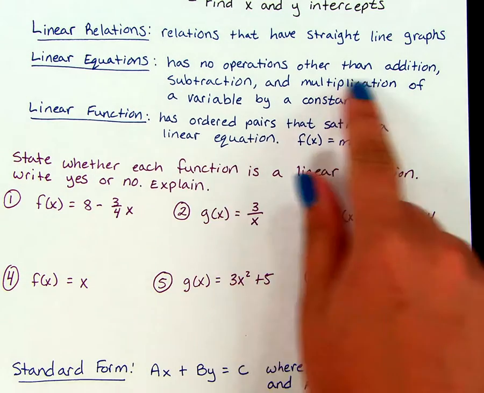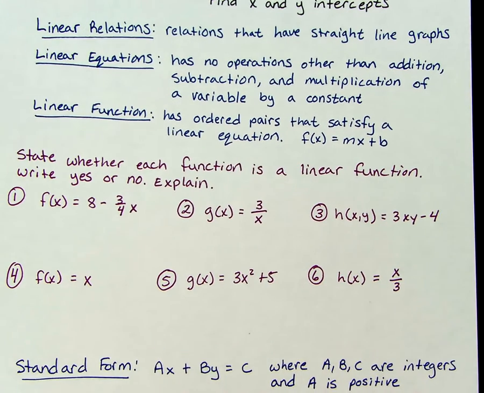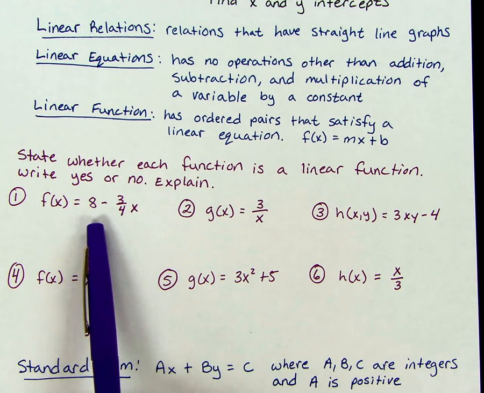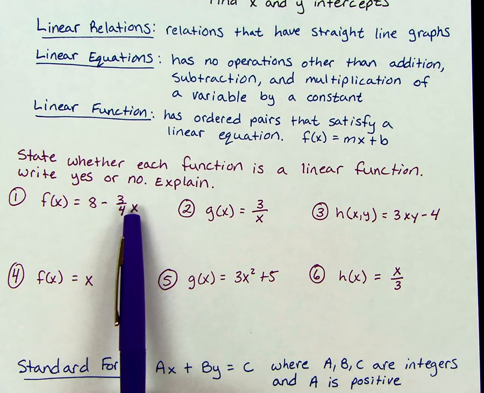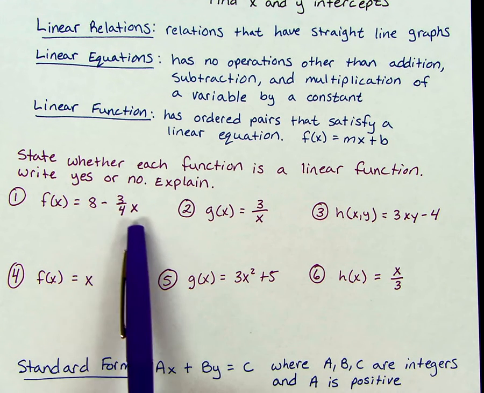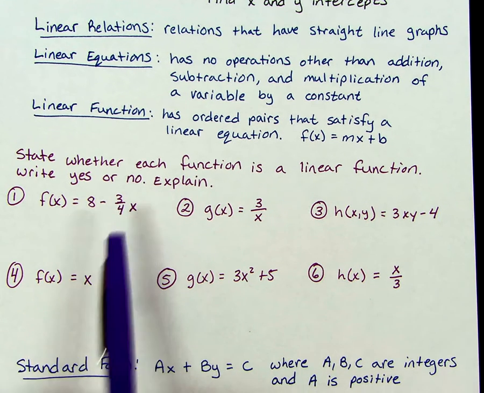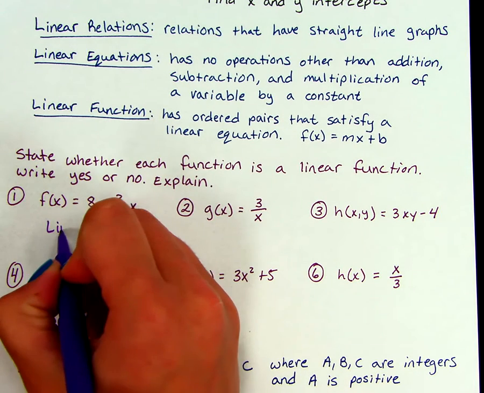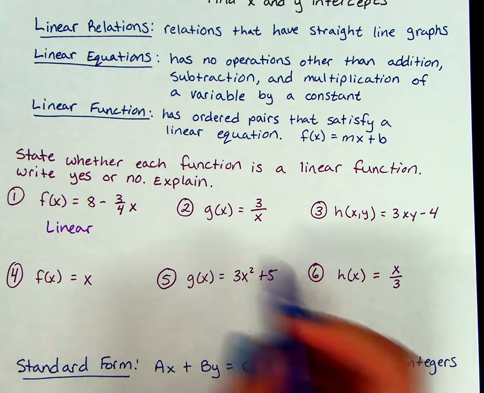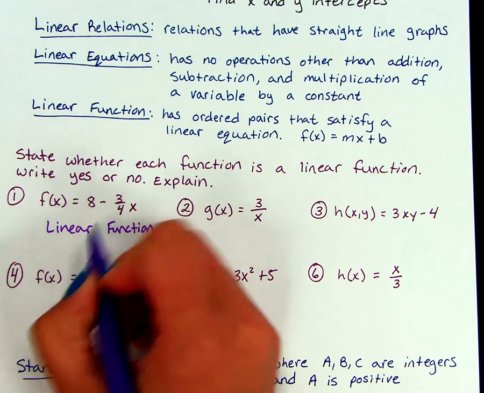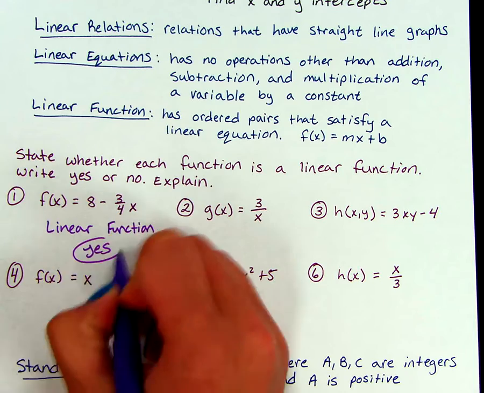And again, we're using this definition up here to decide that. So if I'm looking at problem 1, f of x equals 8 minus 3/4 x. Here we have subtraction, and then 3/4 is being multiplied to the x. So that meets our definition. So this is a linear function. Our directions tell us really just write the word yes.